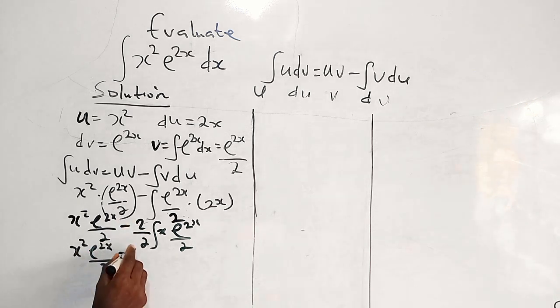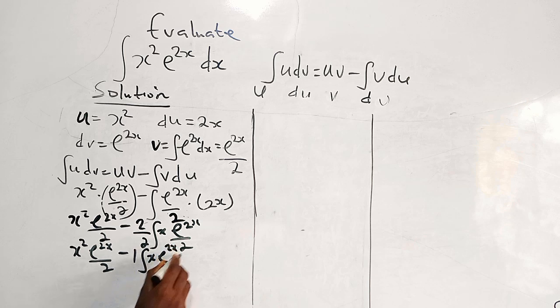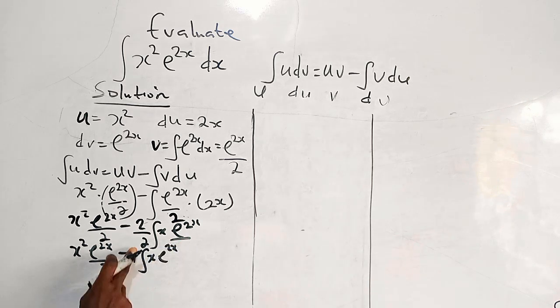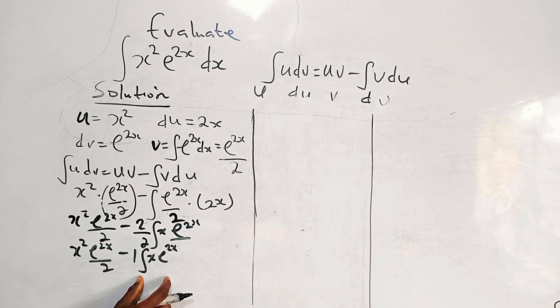So from here, I have x squared exponential 2x over 2. So this is 1, okay. So now I have the integral of x exponential 2x. So this 2 is no more there because it's already out, and I've divided it, I have 1. So here I have the integral of x exponential 2x. I can now resolve this using integration by parts method as well.